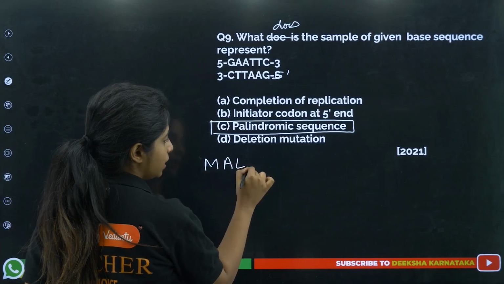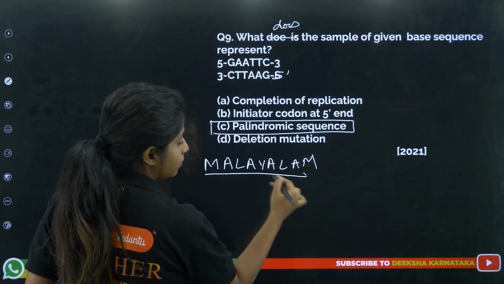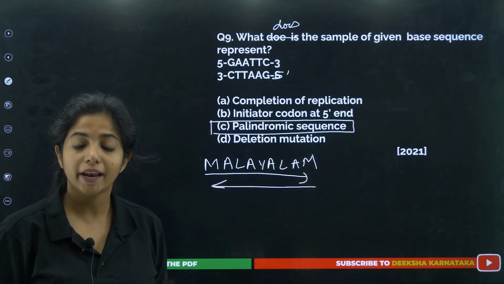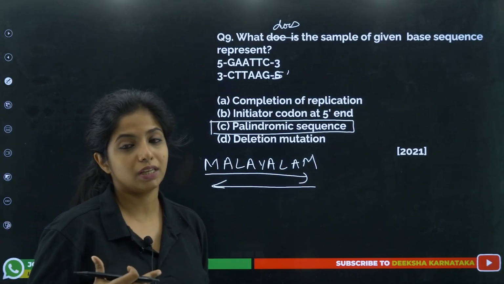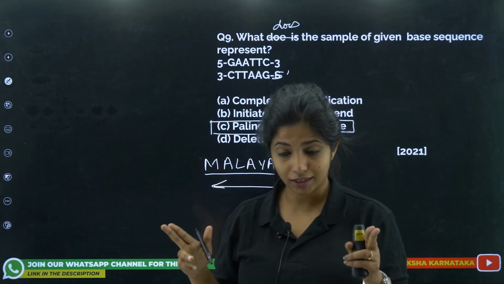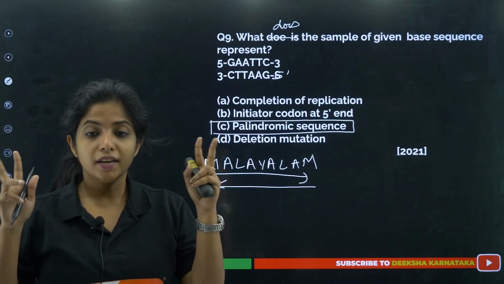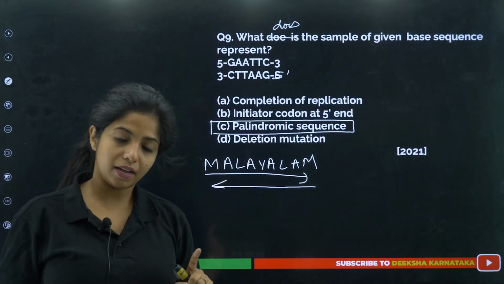For example, you have Malayalam. From here to here, if you read Malayalam, it's Malayalam only. Here to here also, it is Malayalam. So what do you call the sequence? Palindromic sequences. And what is the use of this? This is used in the case of cutting things. This is used by restriction enzymes. Restriction enzymes have certain sequences, certain sites where they cut. So this is very useful in their case.